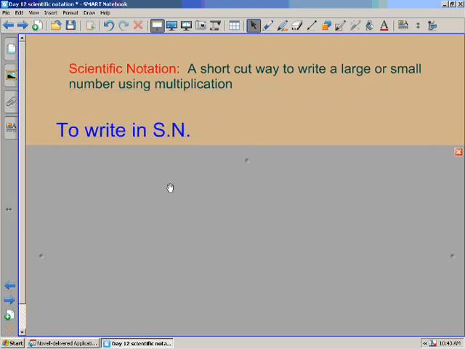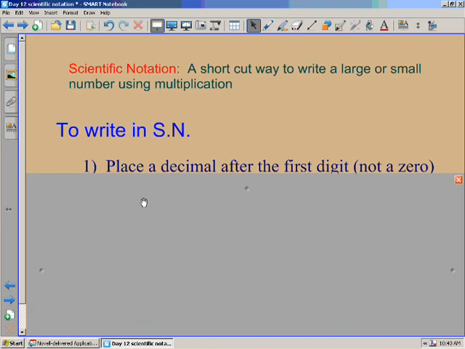To write it in scientific notation, we simply want to put a decimal after the first digit that's not a 0, and I mean the first digit as I read that number from left to right. So for example, if I had a number like 4,500,000, I would take it and put a decimal right after that first digit. And then I'd have 4.5 with all those zeros. But we really don't need all those zeros because they're after a decimal. We can actually eliminate them. So we have shortened that number up from 4,500,000 to 4.5.